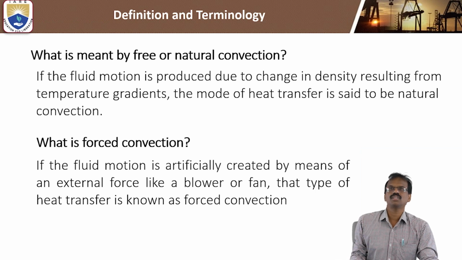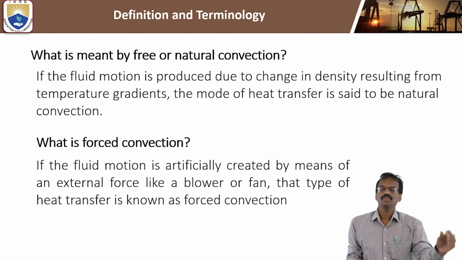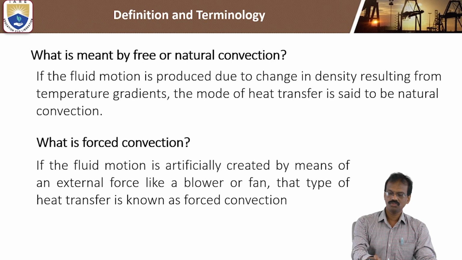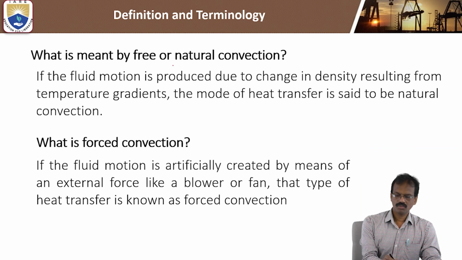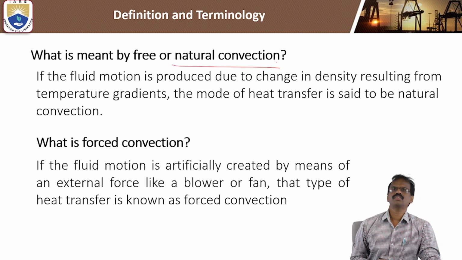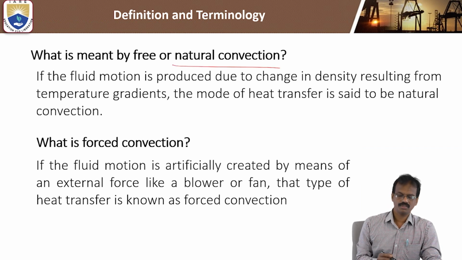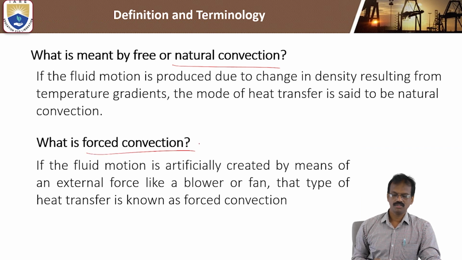Convection occurs only in fluids, because convection occurs due to bulk movement of the particles. Without movement of particles, there is no convection. Convection takes place from either solid to fluid or fluid to fluid. Convection is of two types: one is natural convection, the second is forced convection. Natural convection occurs due to the buoyancy effect.